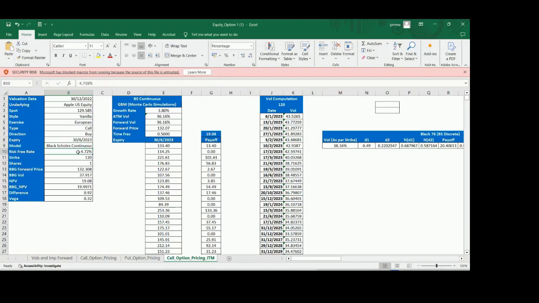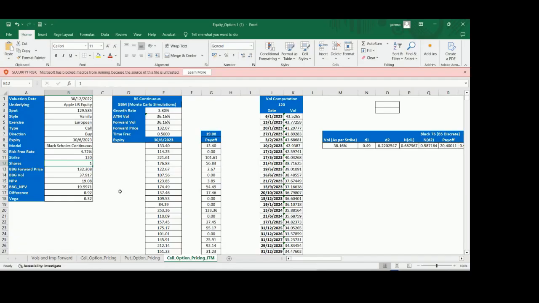We have a risk-free rate of 4.72. If you have seen our video on how we bootstrap the SOFR curve, we get this rate from there. If you have not, refer to our previous video on how we bootstrap the SOFR curve, and how we get this rate out of it for the underlying expiry date. The strike price is 120, number of shares is 1. Now we have to understand how we price it using GBM and Black-Scholes.